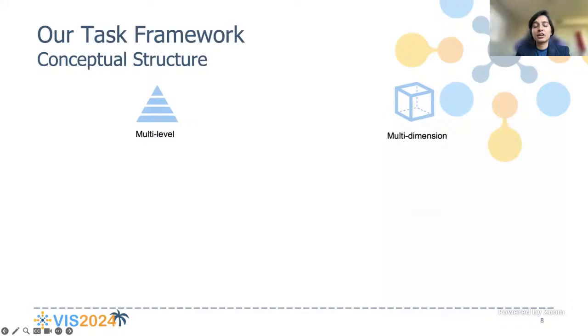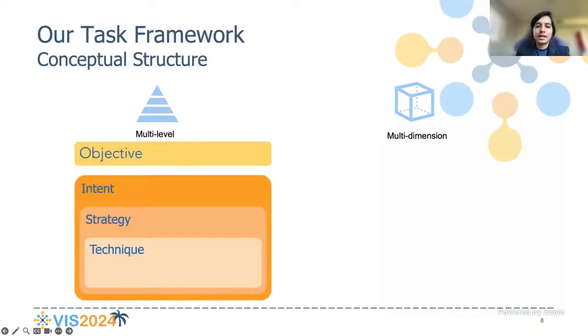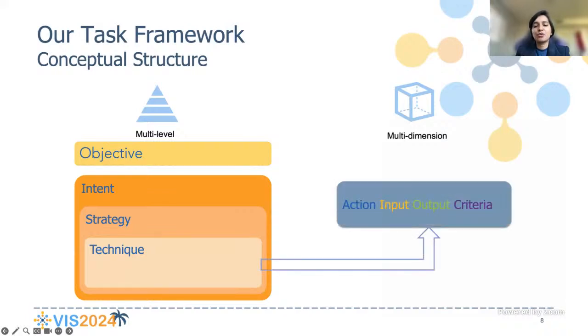Now, we will see the conceptual structure of our framework. Our framework covers both multi-level and multidimensionality. Here, the multiple levels or hierarchy is defined with 4 levels. The lowest level technique is described using 4 different dimensions: the action, input, output, and criteria. Now let's dive into how we developed our framework.